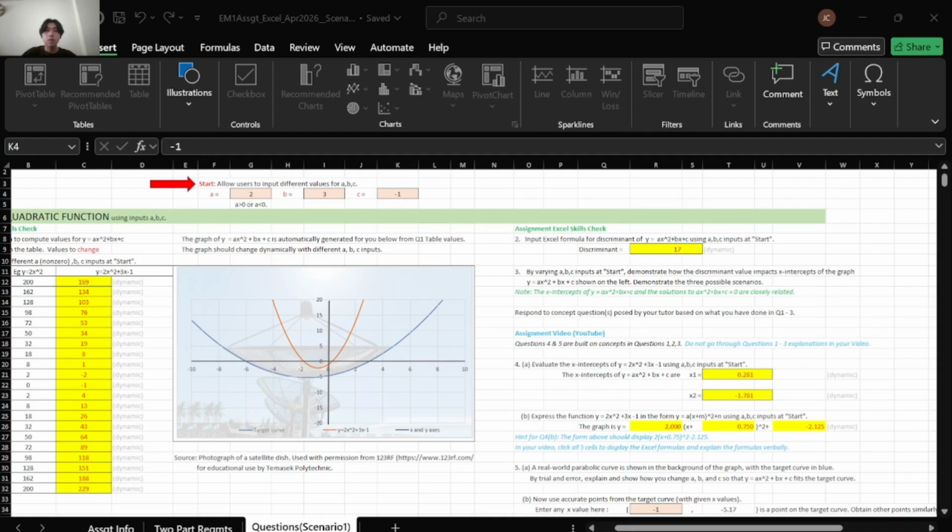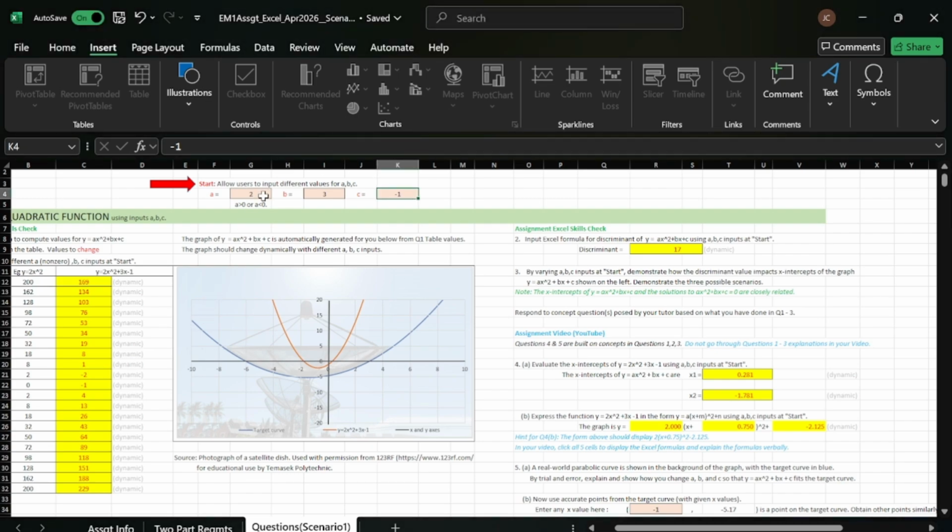Before we start, let's look at the value of A, B, and C. So at G4, it represents A, at I4, it represents B, and at K4, it represents C.